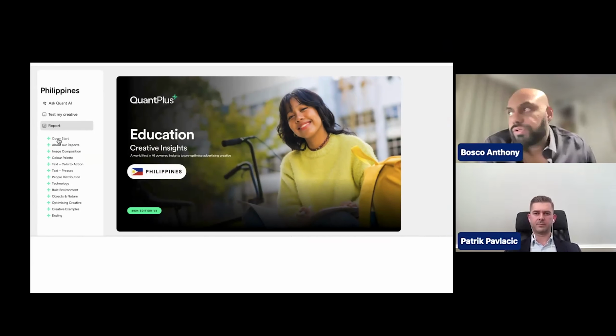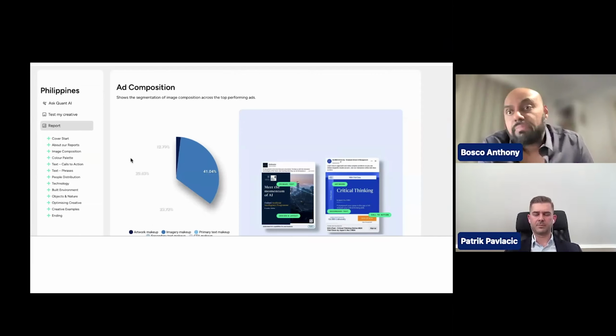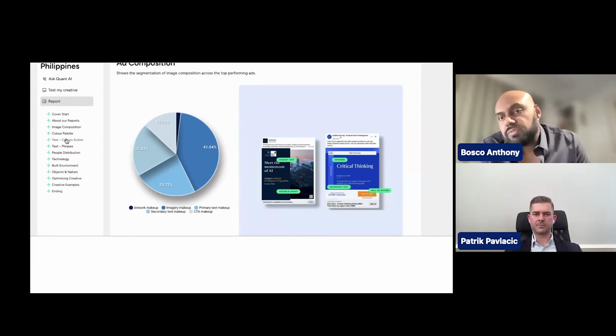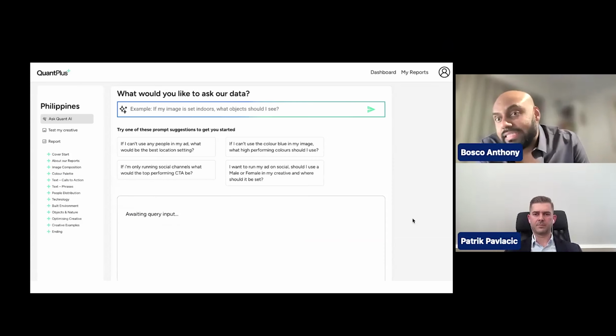They can pick a country, and we can pretty much look at everything from color palettes to call to actions to what are some of the top phrases in the country. And this particular data updates in real time. The other thing we are also doing now is data interrogation. So AI is predicting what kind of questions you're going to ask, and you can type your own questions in. And as I said, this is the world's first.